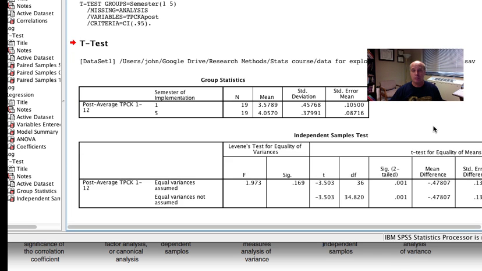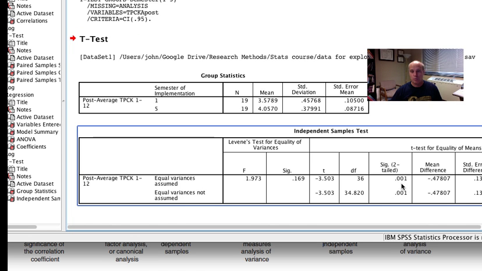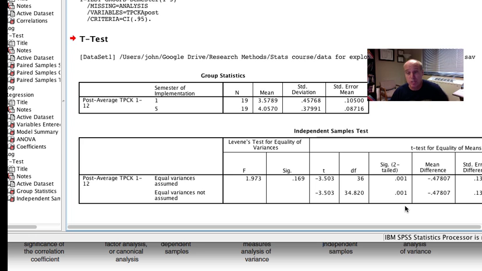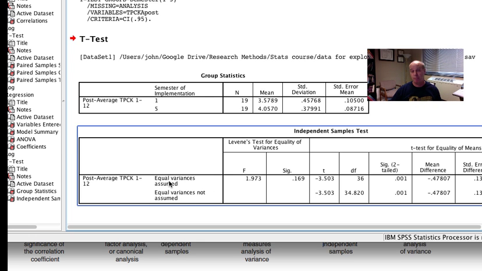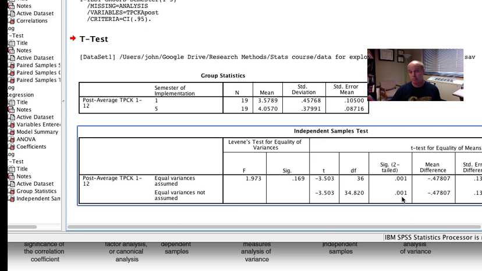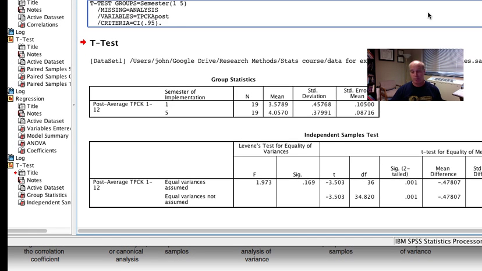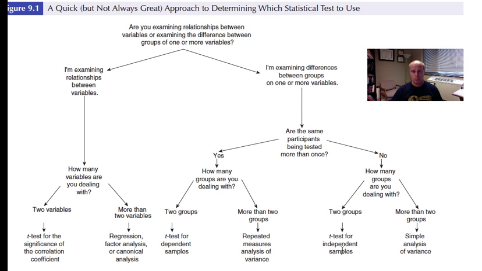And I do get statistical significance. Oh, right here. And it's showing me two different ways of representing the data, whether or not I'm assuming the variances are equal or whether I'm assuming they're not. It's an assumption that's made at the start of the test. Either way, I get p less than 0.05. All right, so that was the t-test. I'm on the, right there.